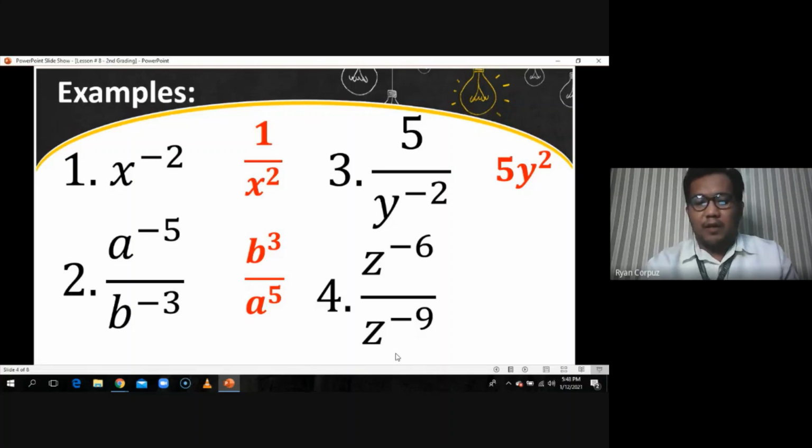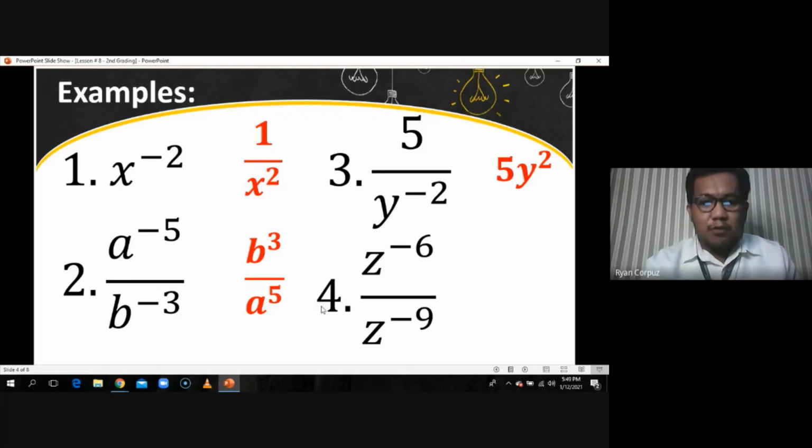So by the way, the given is z raised to negative 6 over z raised to negative 9. So ang mangyayari, pag ginawa natin positive yung exponent na negative, magiging z raised to 9 na nasa taas. Since nalipat na natin siya on the numerator, magiging positive na siya. And z raised to negative 6, we will move it to the denominator part. So magiging z raised to 6 na siya ngayon. So magiging z raised to 9 over z raised to 6.